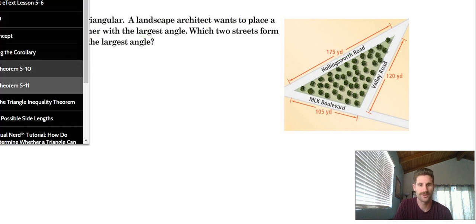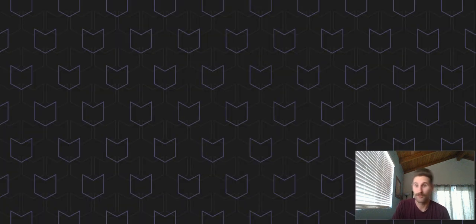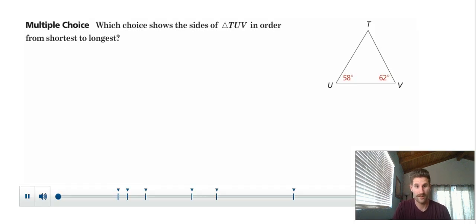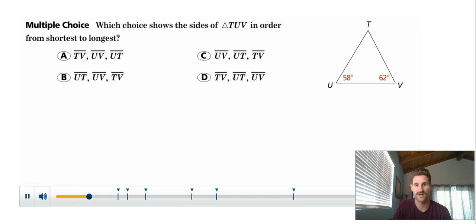2 down, 2 to go. Here we go. Oh, feeling good. Feeling great. Here we are. Which choice shows the sides of TUV in order from shortest to longest?